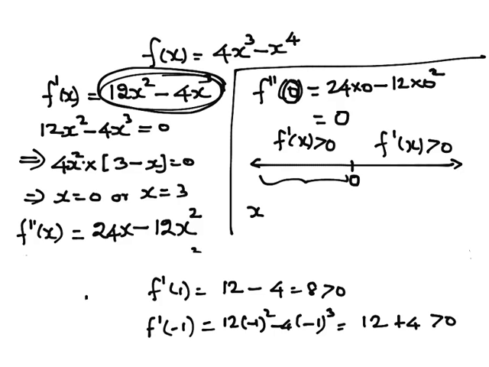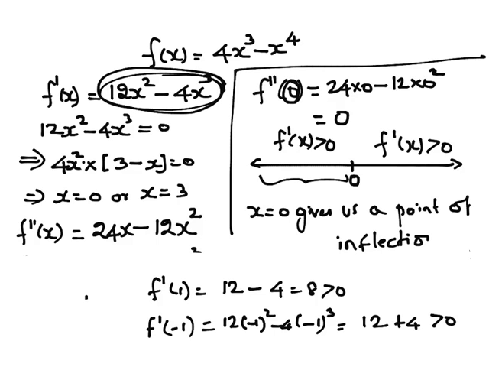So x equal to 0 gives us a point of inflection. In fact, it is a stationary point of inflection because 0 is a stationary point, right? So whenever the second derivative becomes 0, you need to use the first derivative test because it may be a point of inflection or it may be a point of maxima or minima. Okay, I'm going to explain this with the last problem for this video.